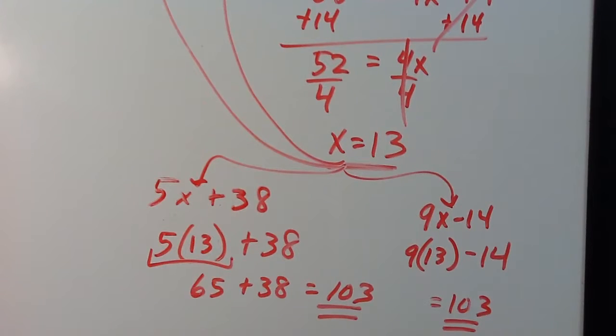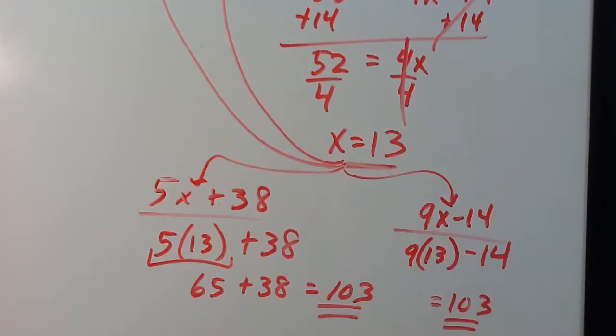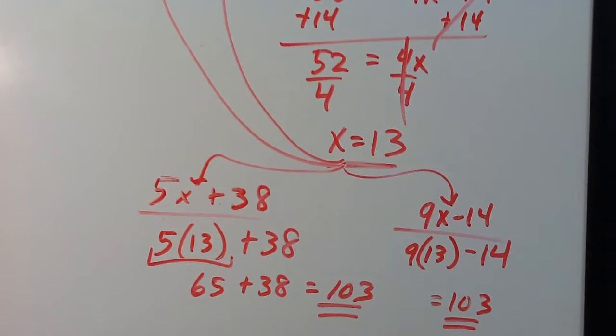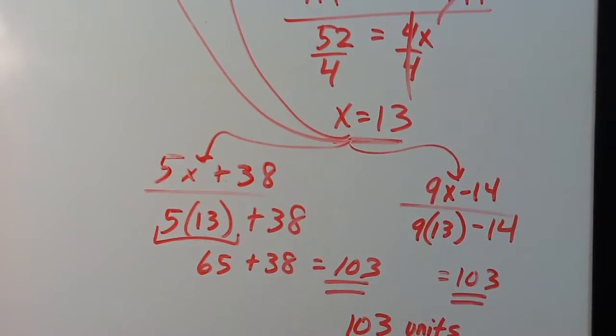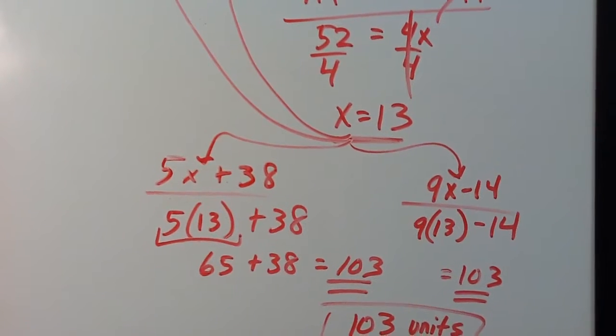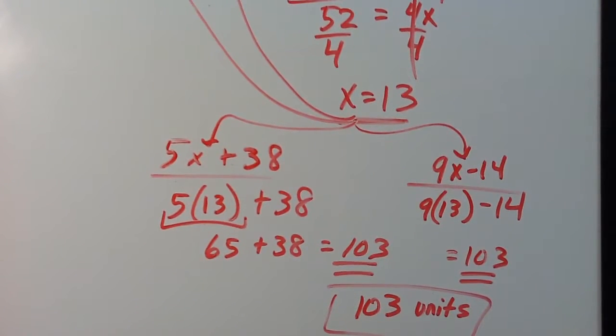So again, it does not matter which expression you pick to plug x into, you will get that the length of the sides of this equilateral triangle are 103, and because there is no unit given, we're just going to say 103 units. That is the length of one of the sides. 103 units is your answer for number 3.